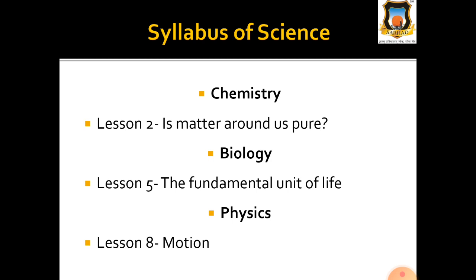Then we'll discuss the syllabus of science. As you know, our science textbook is divided into three parts: chemistry, biology and physics. Already we have covered 5 chapters, but chapter 1 and chapter 15 are omitted from your syllabus. So you have only 3 chapters for your examination: from chemistry, lesson 2, Is Matter Around Us Pure; from biology, lesson number 5, The Fundamental Unit of Life; and from physics, lesson 8, Motion. So only 3 chapters are there for the examination, and I hope you all will do better.